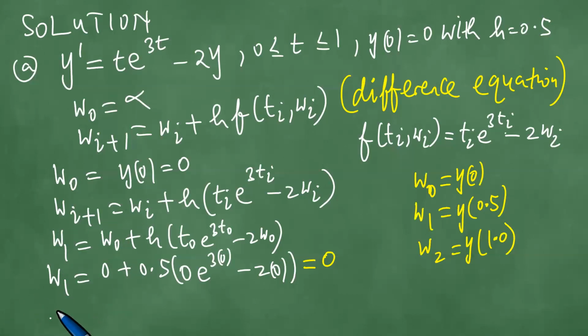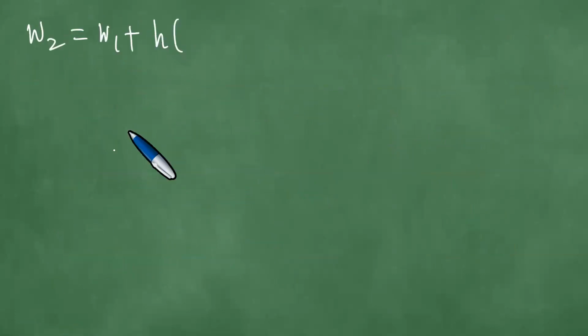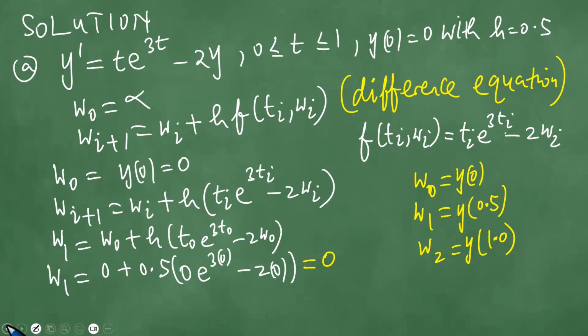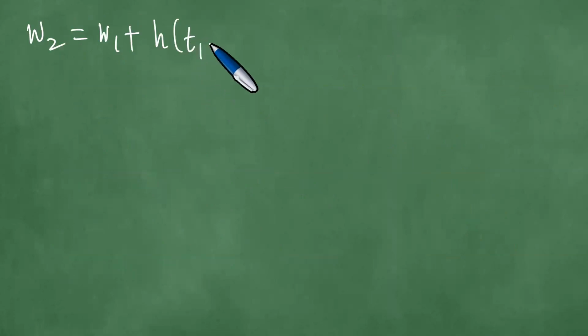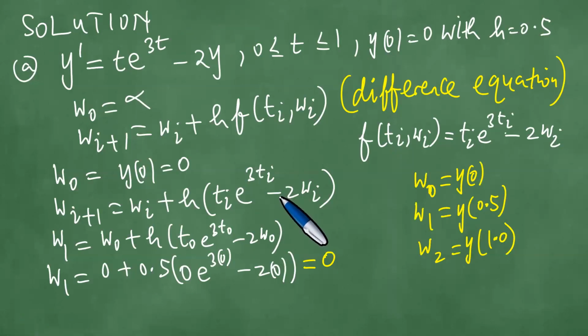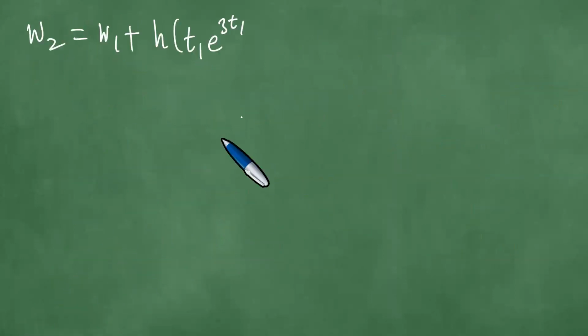W2 is going to be W1 plus H, then you have T1, it's going to be T1 e to the 3T1, and then you have minus 2W1. So with that said, then we have W2.